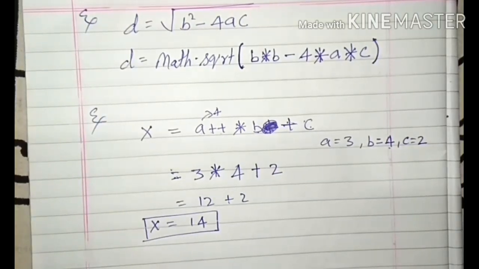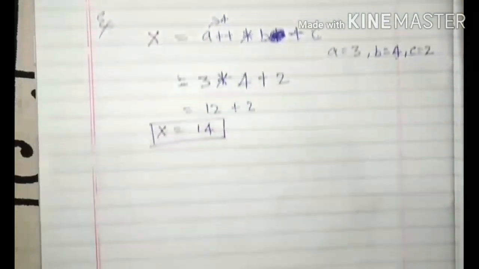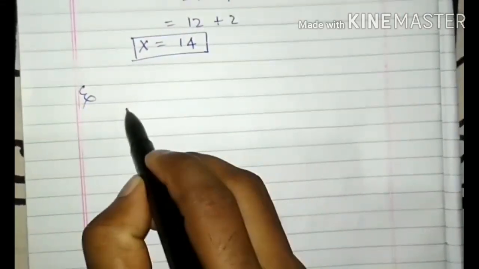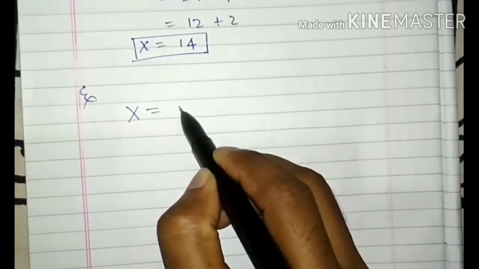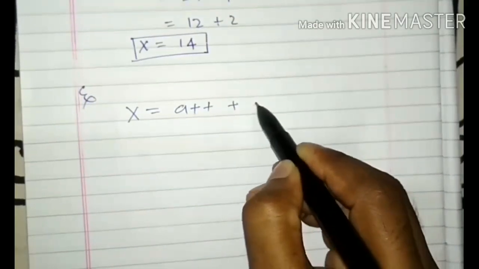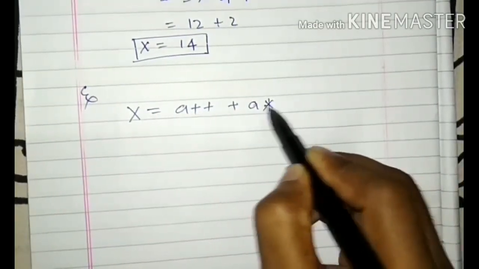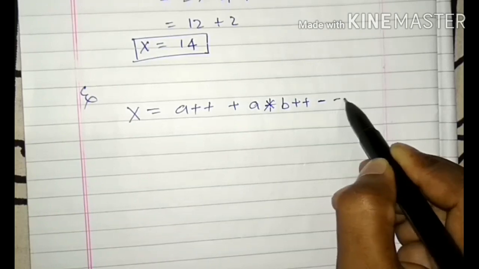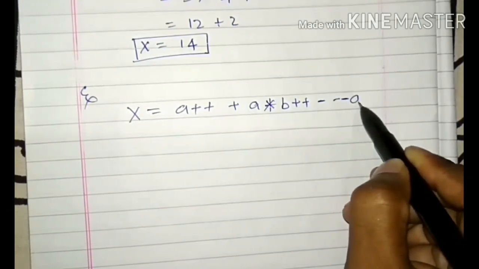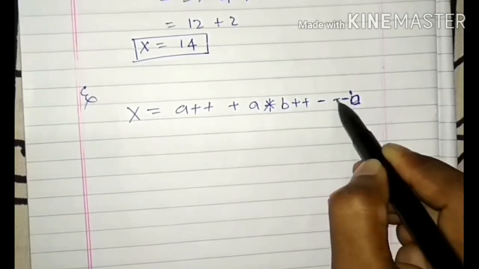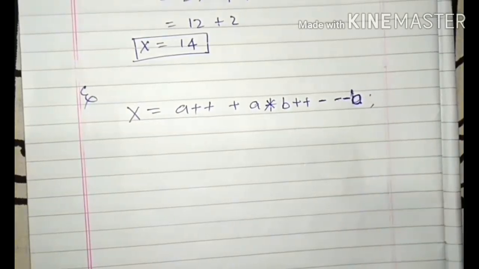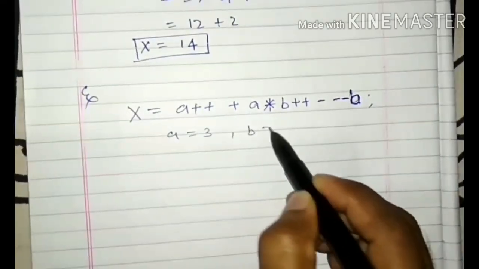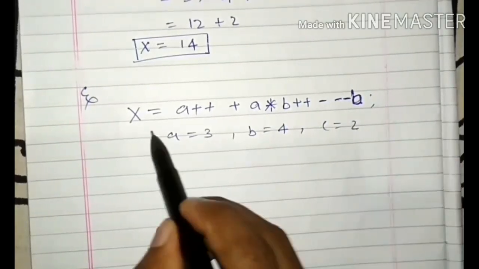Okay, this is the way by which you can calculate. Let me use another example. Suppose I'm using x is equal to a plus plus plus a multiply by b plus plus minus minus minus b. Okay, this is the expression that we have to calculate. And the values are the same: a is equal to 3, b is equal to 4, and c is equal to 2.